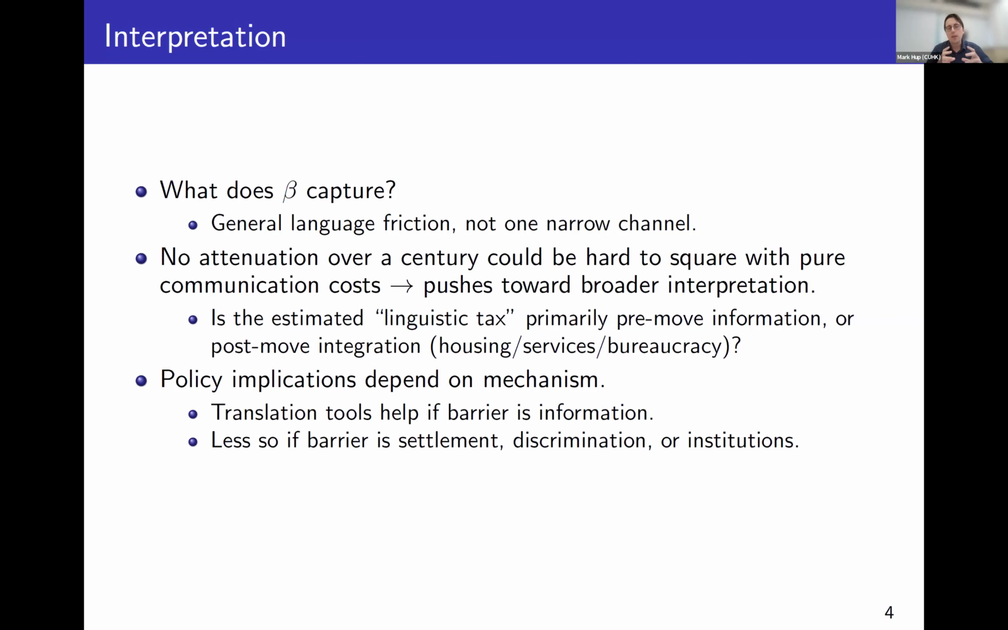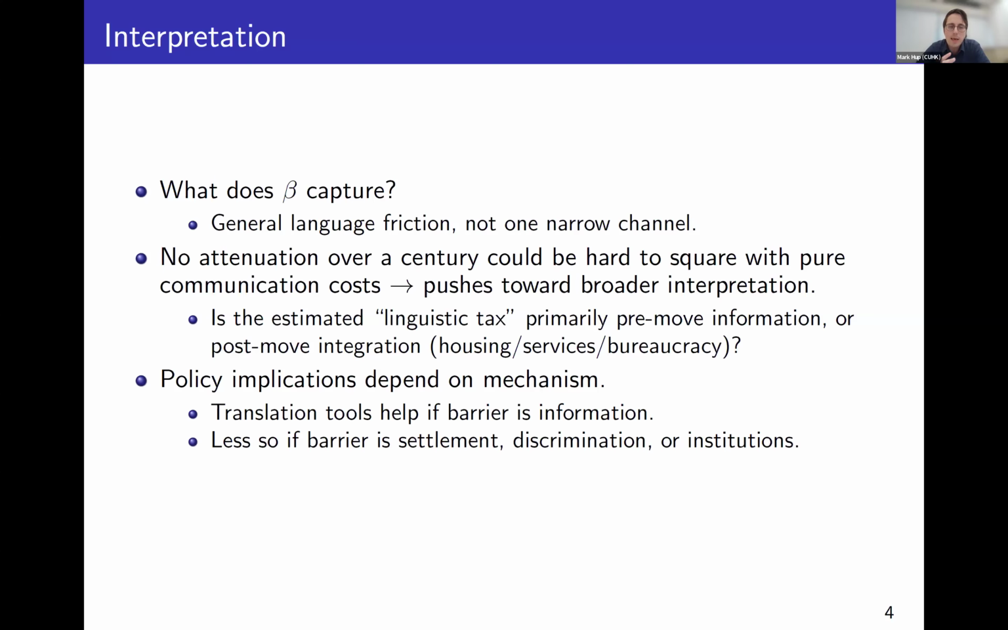So is this linguistic friction primarily just about this pre-move information? Do people not know about job opportunities elsewhere and what they can earn there, for example? Or could it also be related to post-move integration, so finding appropriate housing, getting access to local public services, for example? So there can be these ongoing integration costs even after people have made a move.